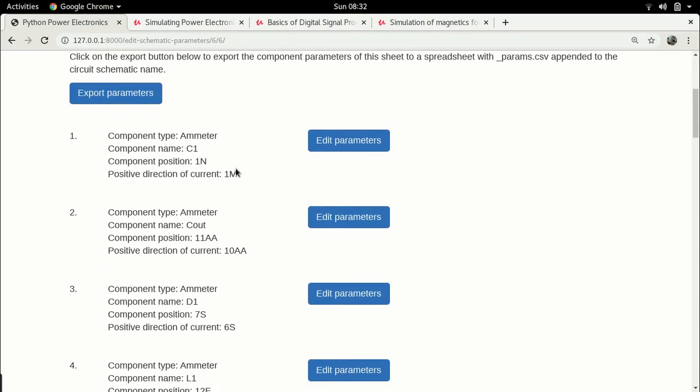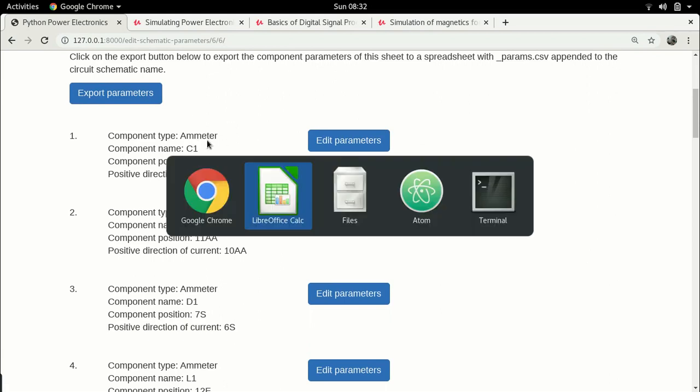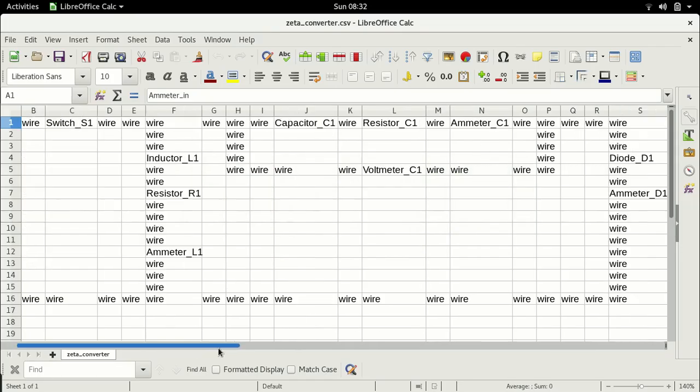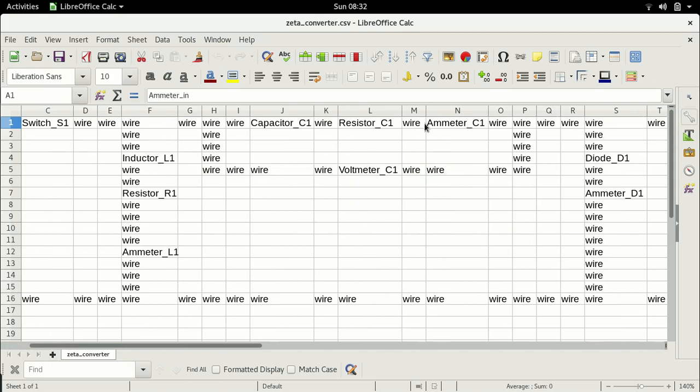and here we have the parameters of all of them. So let's quickly go through this. The first one is ammeter C1. This is just a decoupling capacitor, so you can actually choose any direction, because the current through the decoupling capacitor will reverse. When it is charging, it will flow towards the right. When it is discharging, it will flow towards the left. So let's just choose it towards the right.